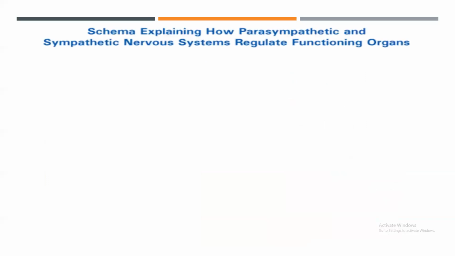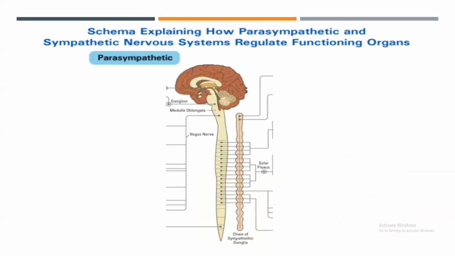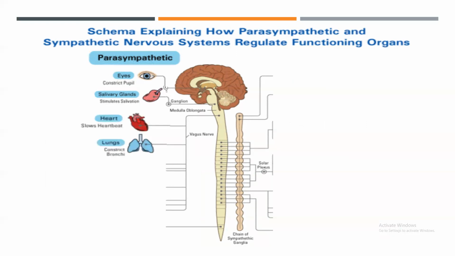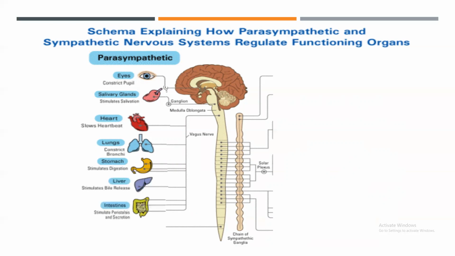Now, this scheme is going to explain how the parasympathetic and sympathetic nervous systems regulate the functioning of organs. In the parasympathetic system, the pupils of the eye get constricted. The salivary glands stimulate saliva. It slows the heartbeat. It constricts the bronchi in the lungs. It stimulates the digestion in the stomach. It stimulates the bile release in the liver, stimulates the peristalsis and secretion, and contracts the urinary bladder. All these activities happen when the parasympathetic system is activated.